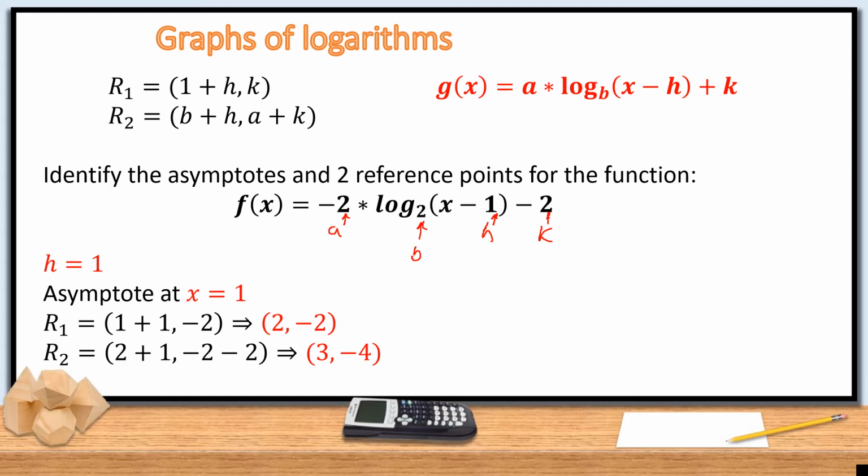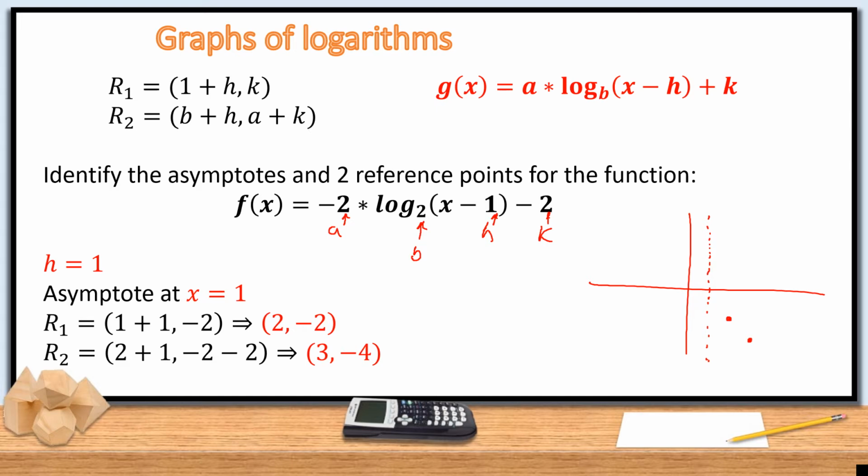So if you were asked to graph a logarithmic function, I would expect to see an xy axis. I would expect to see the vertical asymptote marked accurately. So, get your vertical line tool out, and then your 2 reference points. So we've got (2, -2), and then (3, -4).